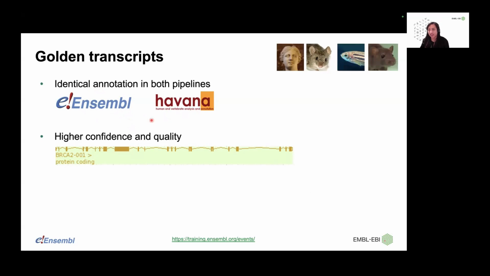If they have been annotated identically by these two independent annotation methods, it means that there is a higher confidence in the function and also in the quality of transcripts, because you have two different pipelines predicting the same function for a single gene. So it just means that we're more confident in the annotation.